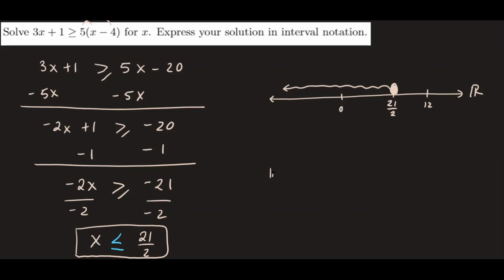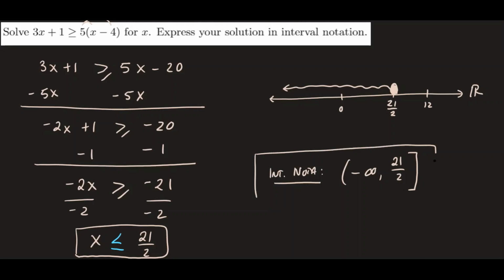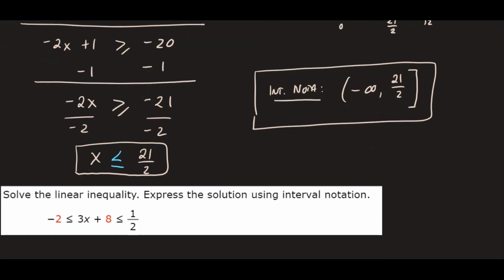Now in interval notation, we would say our solution is negative infinity up to 21 over 2, but because it's equal to, so we would put a bracket. So that would be our solution in interval notation. Hopefully this makes sense. Let's try another one. So let's try this example.